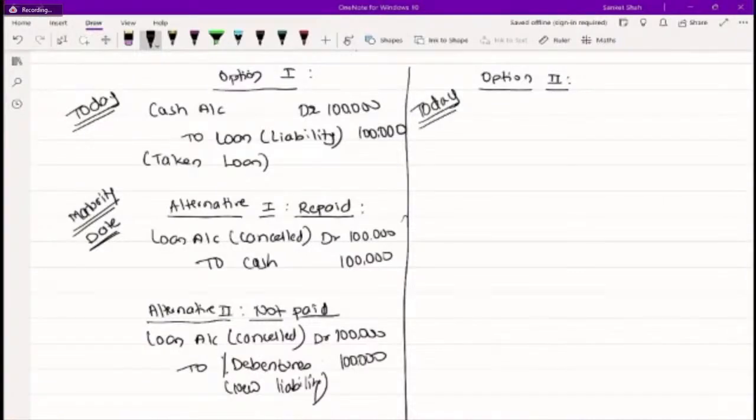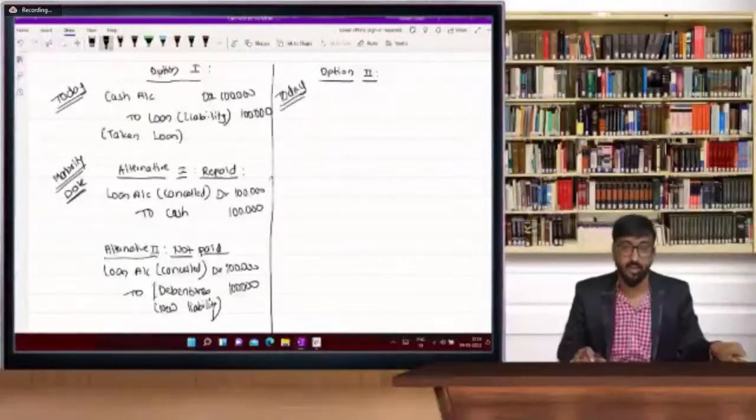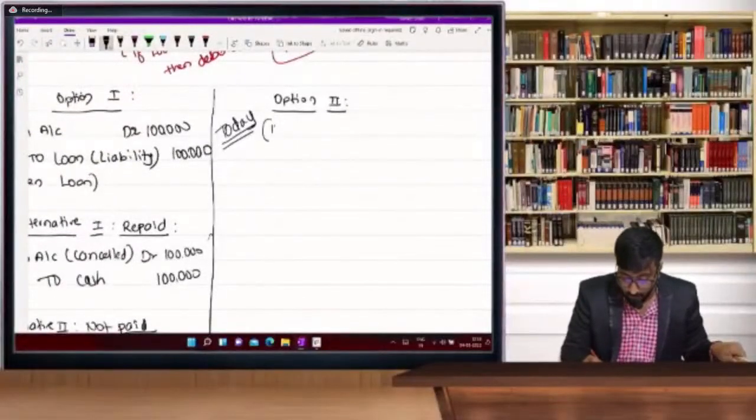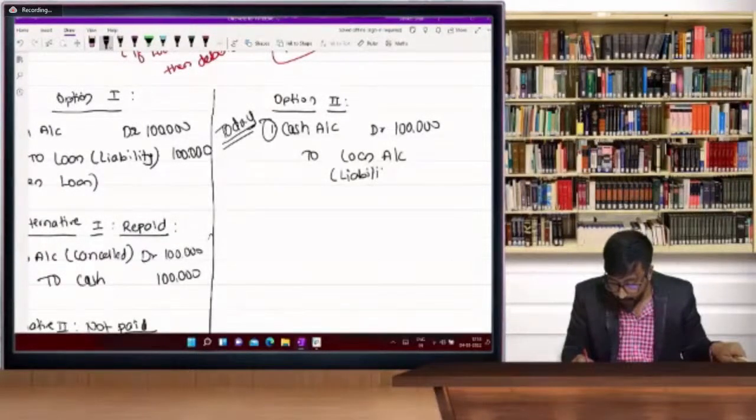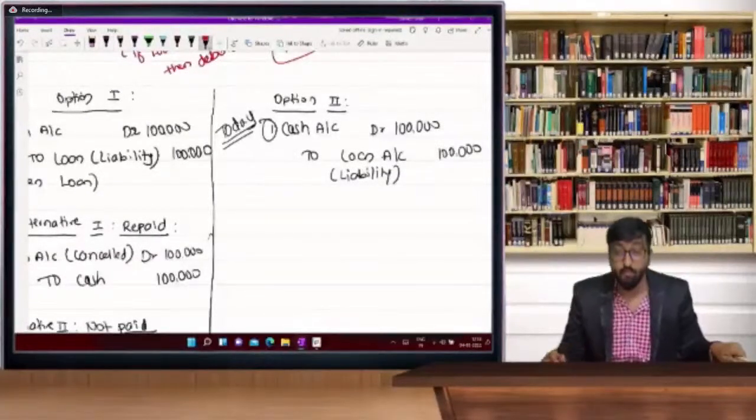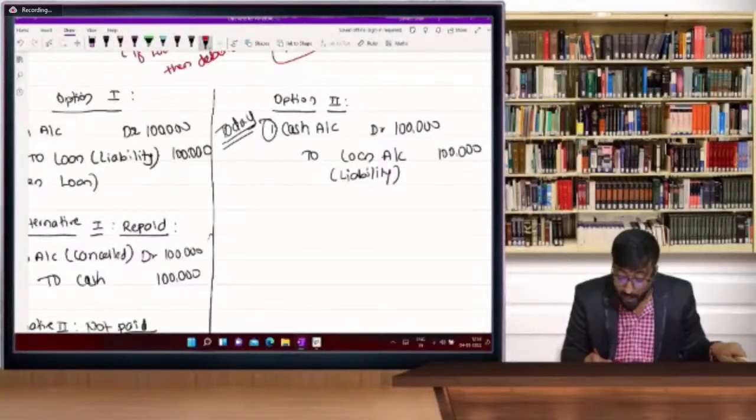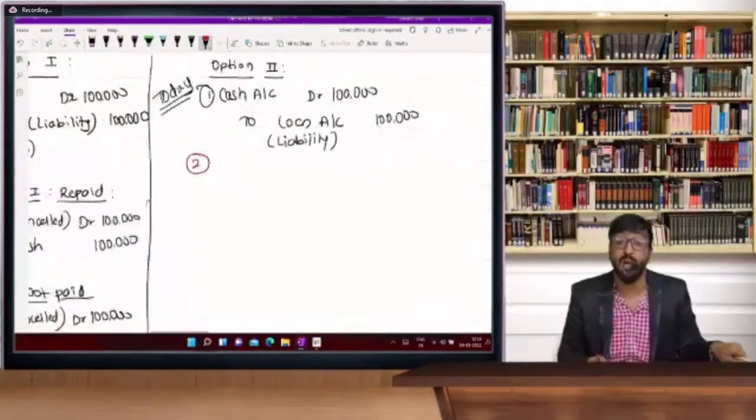Now today. Yes, have you taken the screenshot? Understand now. Today, first entry. This is option number 1. Cash account debit 1 lakh to loan account. Now it's a liability, 1 lakh. Now very, very important. One more entry you are going to pass today.